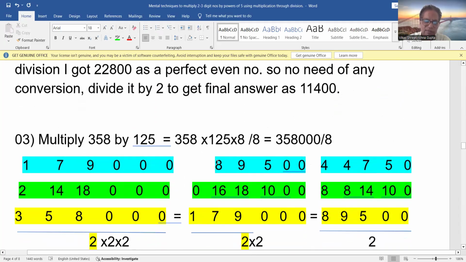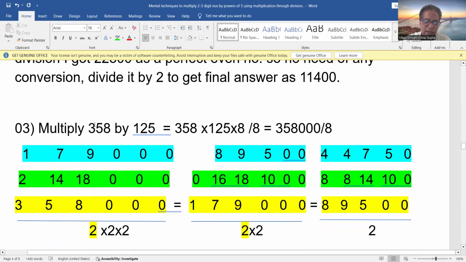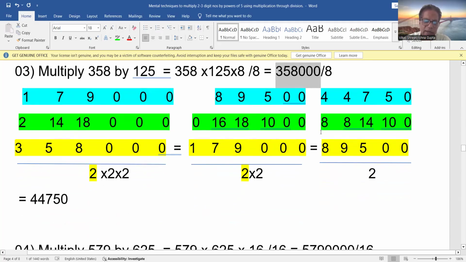In the same way, suppose you have to multiply 358 by 125. Now 358 into 125. 125 is equal to 1000 upon 8. Or you can say I'm multiplying both sides by 8, 125 into 8, and so I have to divide by 8 also. So it becomes 358000 divided by 8. Now I have to divide this number by 8. 8 is equal to 2 into 2 into 2. It means I have to divide by 2 three times.